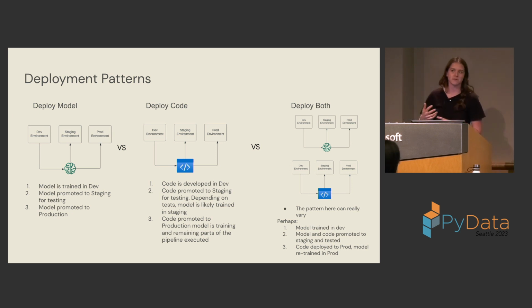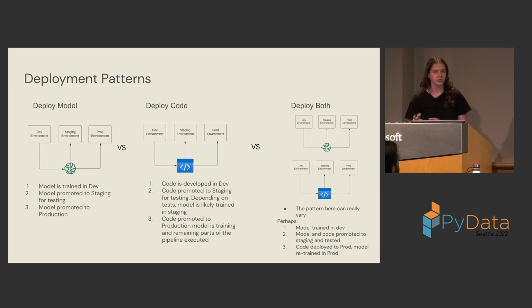In terms of the patterns of these, again, these vary just depending on the scenario and permissions and things like that. But it's really some version of deploying both the code and the model throughout the process. So an example of this would be your model is trained in dev. You promote your model binary and your code into staging. You run all your tests, and then you go ahead and only promote your code into production and retrain your model in production, and you can access production data, all that good stuff.